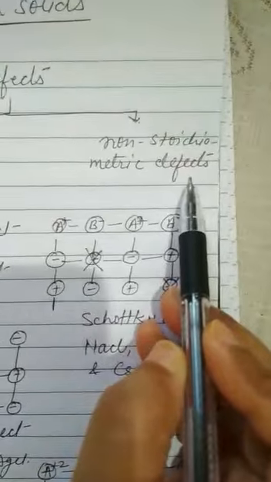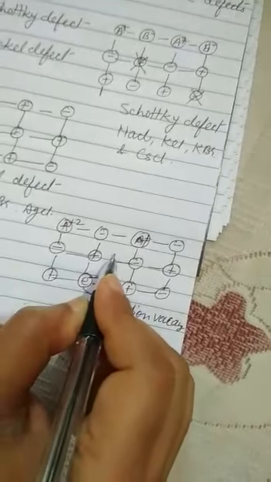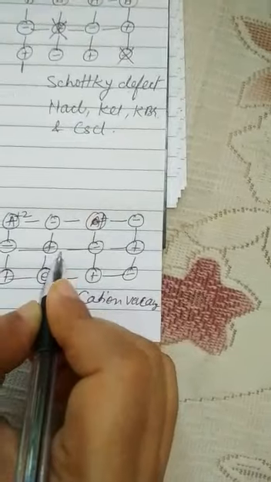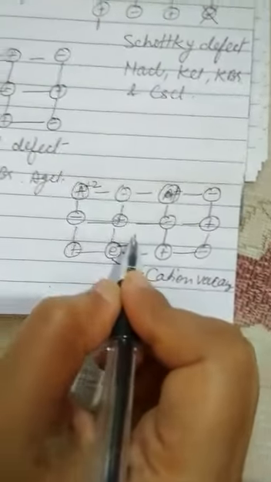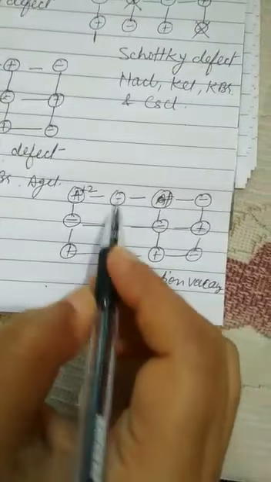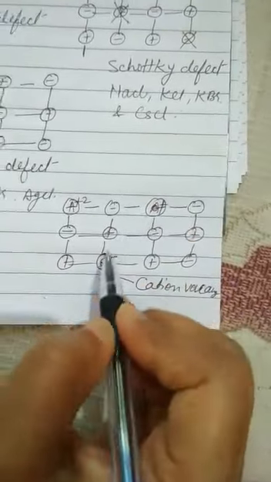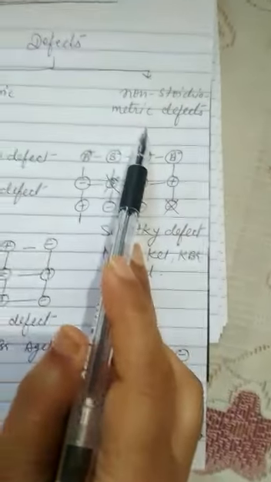The next category of defect is non-stoichiometric defect. Non-stoichiometric defect means when the ratio of the cations and anions present in the imperfect ionic solids differs from that required by the ideal or perfect chemical formula of the compound, meaning where positive and negative ions are not equal. This type of defect is known as non-stoichiometric defect.